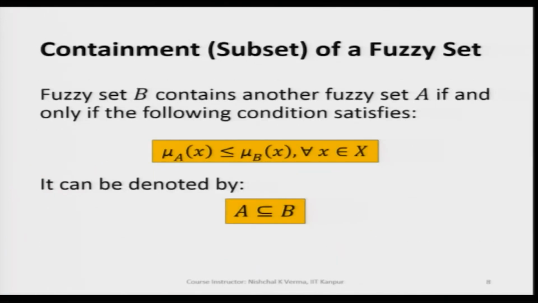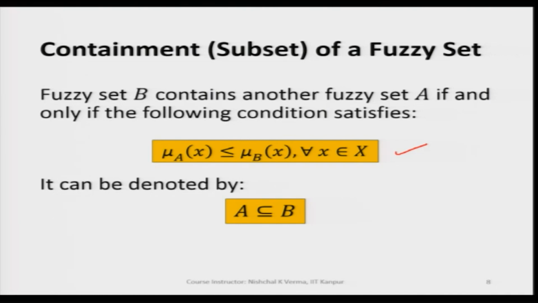Now, the containment or subset of a fuzzy set. Fuzzy set B, if we take the same example, if we take two fuzzy sets A and B. The containment can be defined as follows: if the membership values of fuzzy sets A and B follow this condition, we can say the fuzzy set B contains fuzzy set A.